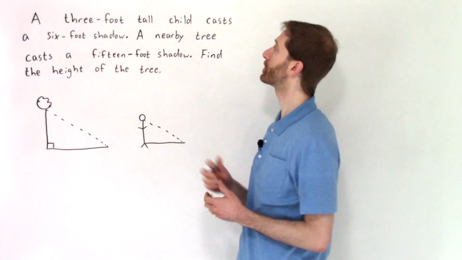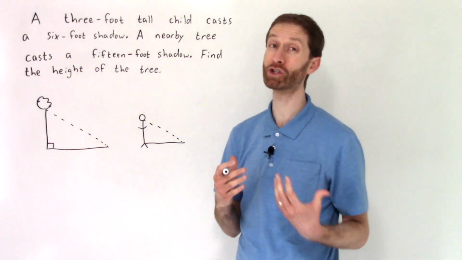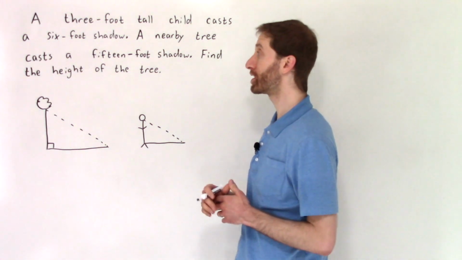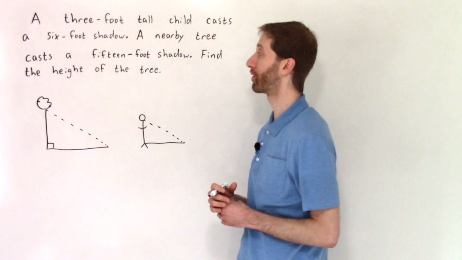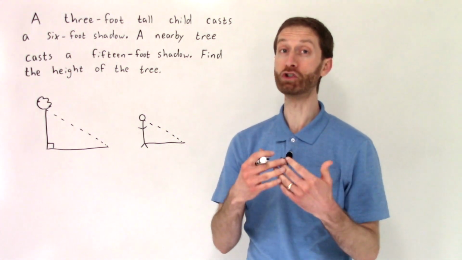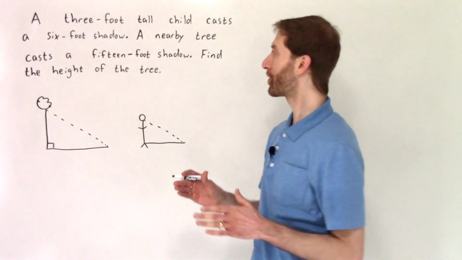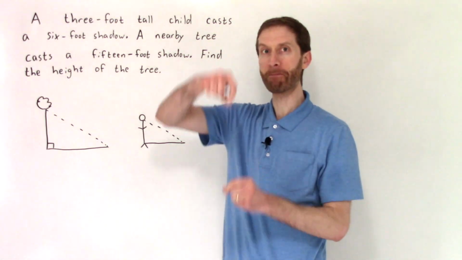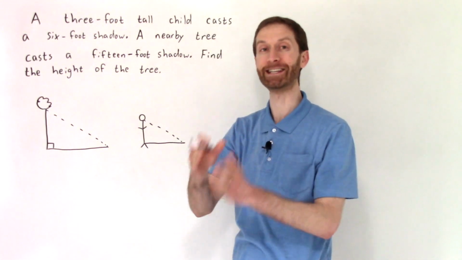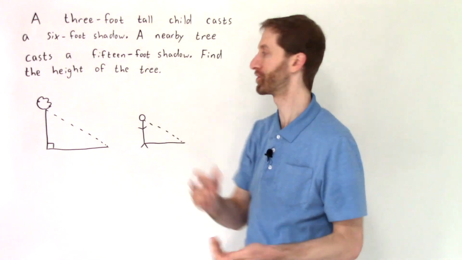We've got a 3-foot tall child casts a 6-foot shadow. A nearby tree casts a 15-foot shadow. Find the height of the tree. So we're basically going to find the height of the tree without actually measuring the height of the tree. That's why we call it indirect. We're not directly measuring the tree.